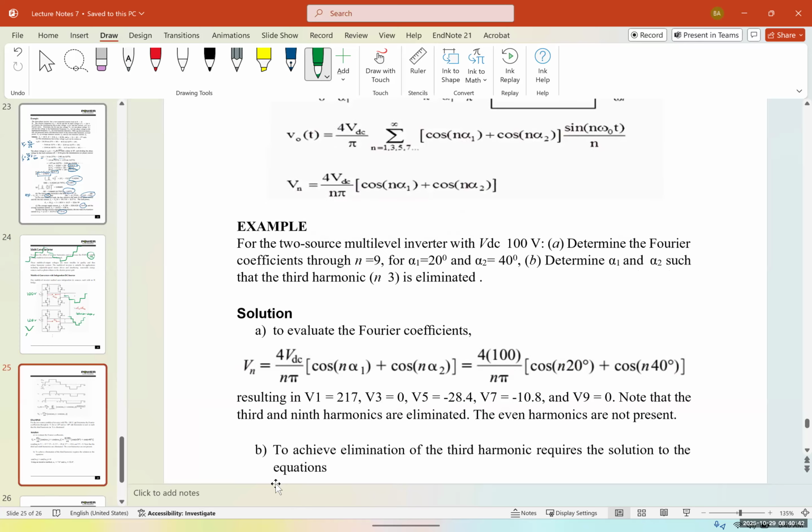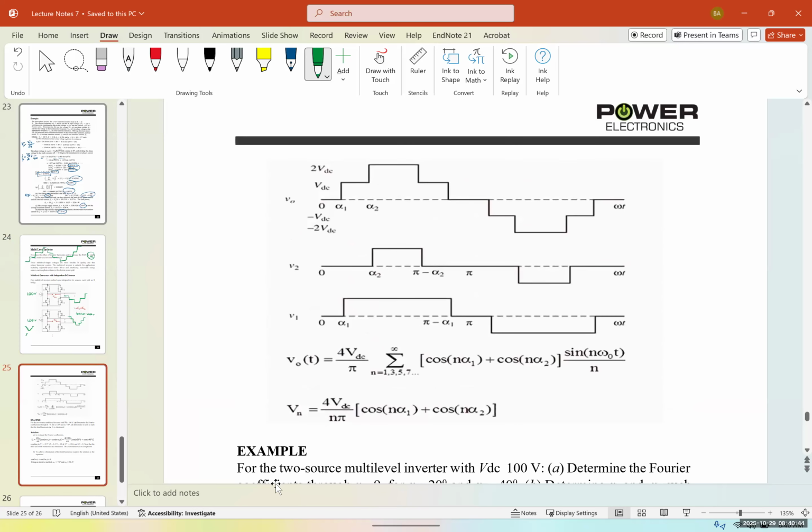Now the signal for them is going to look like this. V1 is going to look like the one at the bottom. V2 is the middle one, and V out would be the upper one. So for V1, we can start the conduction at alpha 1 and stop at pi minus alpha 1. And V2, we can start at alpha 2 and stop at pi minus alpha 2. And then we can have the outputs.